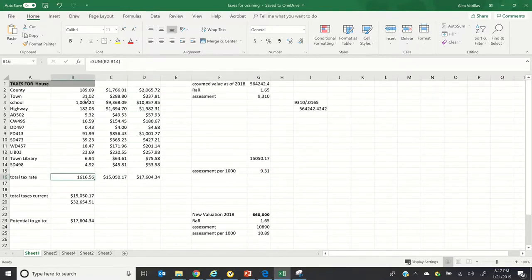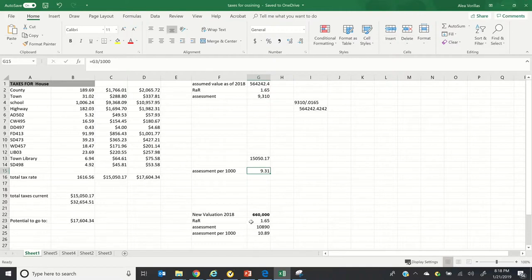Now what you can do is add up the total and multiply it by 9.31, and that should give you what your taxes are, which in this case is $1,550. You can do each line item if you want to isolate each individual tax and figure out what you're paying for each tax. But to get the total taxes, I find it much easier just to add all of them up and multiply it by your assessment per thousand.